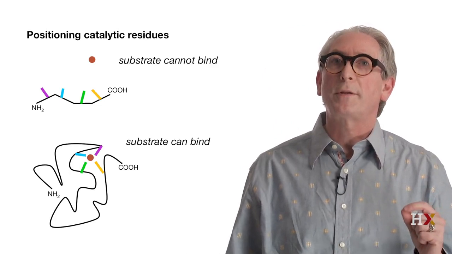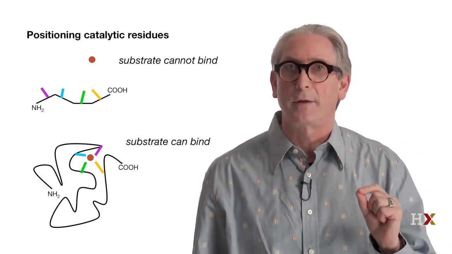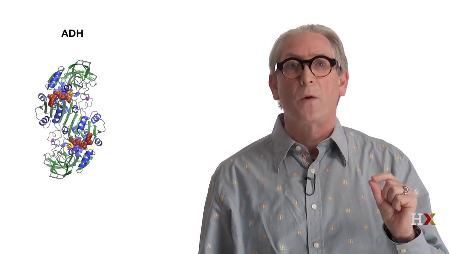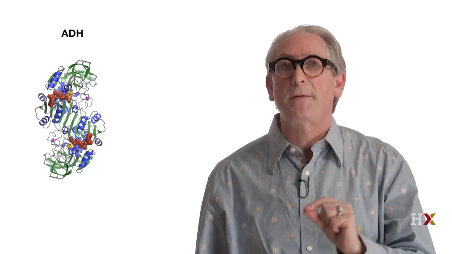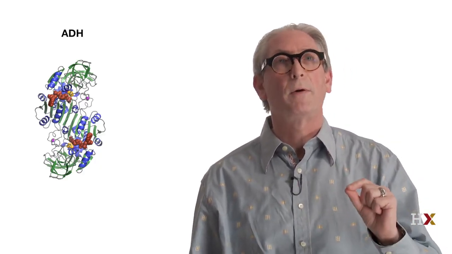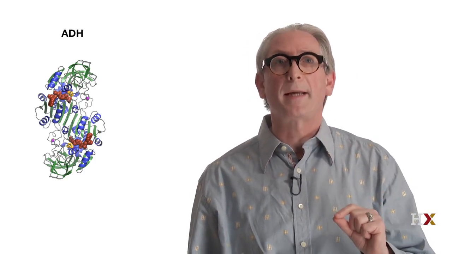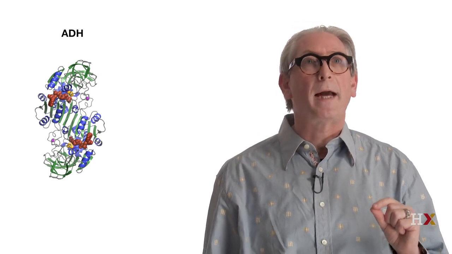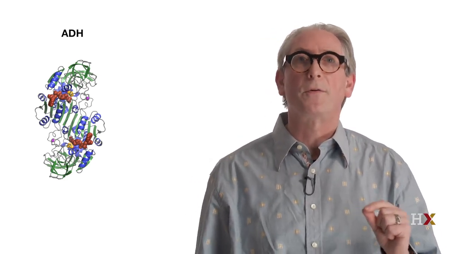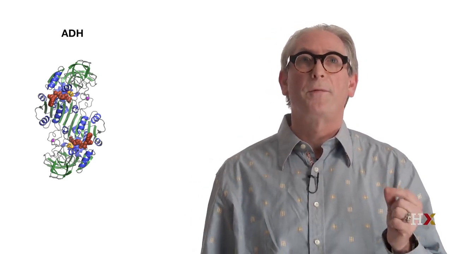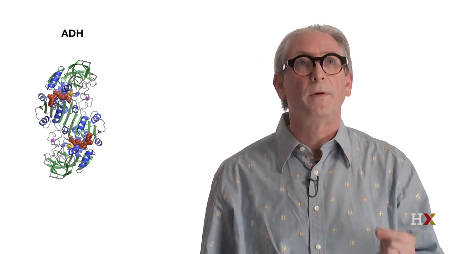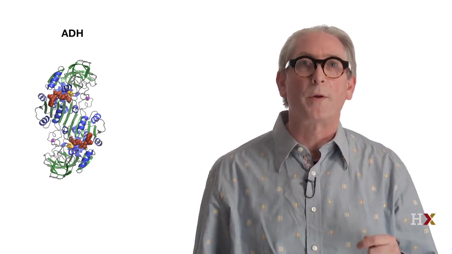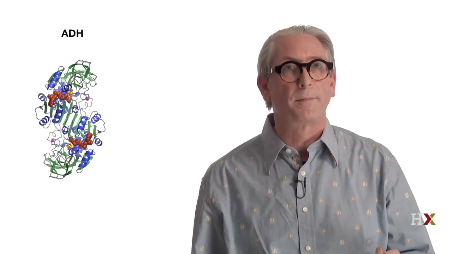Now we can also see how the tertiary structure of an enzyme contributes to its specificity with a very specific example. We are coming back to an enzyme that we described before, alcohol dehydrogenase. Alcohol dehydrogenase catalyzes the conversion of ethanol into acetaldehyde. And this reaction is coupled with a reduction of NAD+.